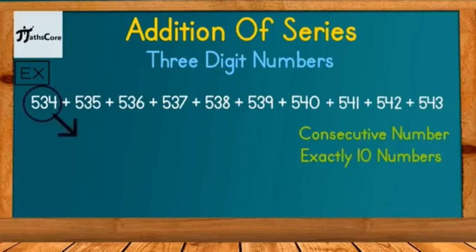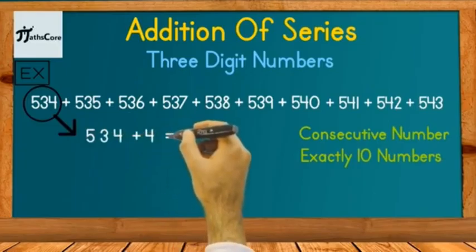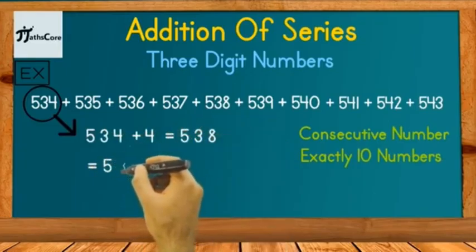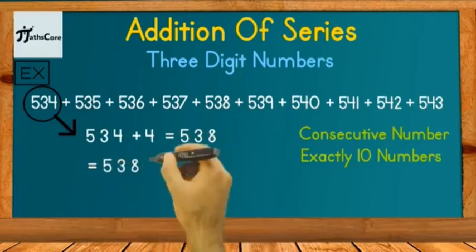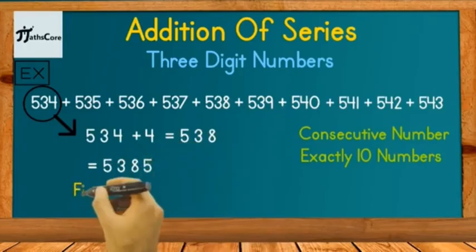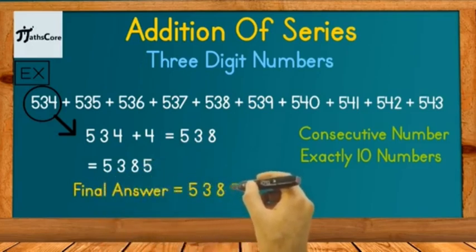Let's take the first number, 534, here and add 4 to it. 534 plus 4 is equal to 538. Now take this 538 in the next step and write down 5 after 538. And this is your final answer, 5385, which is the addition of the given series.